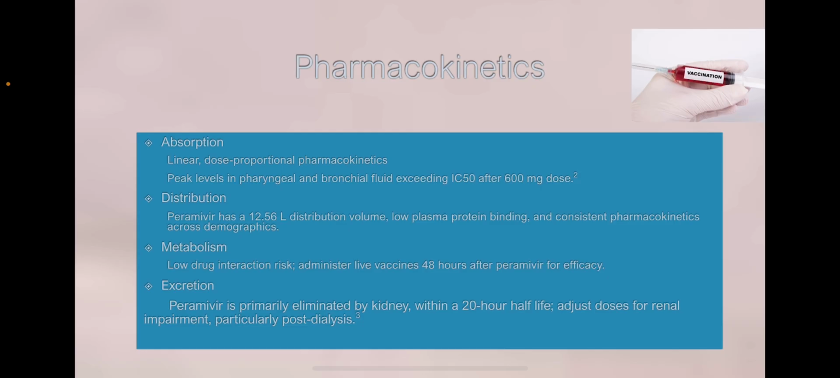With a half-life of 20 hours, the risk for drug interactions is low, and live attenuated influenza vaccines should be administered at least 48 hours after peramivir to prevent reduced efficacy. Pharmacokinetics remain consistent across gender, age, and ethnicity, and they are similar in pediatric patients aged 2 to 17 years.